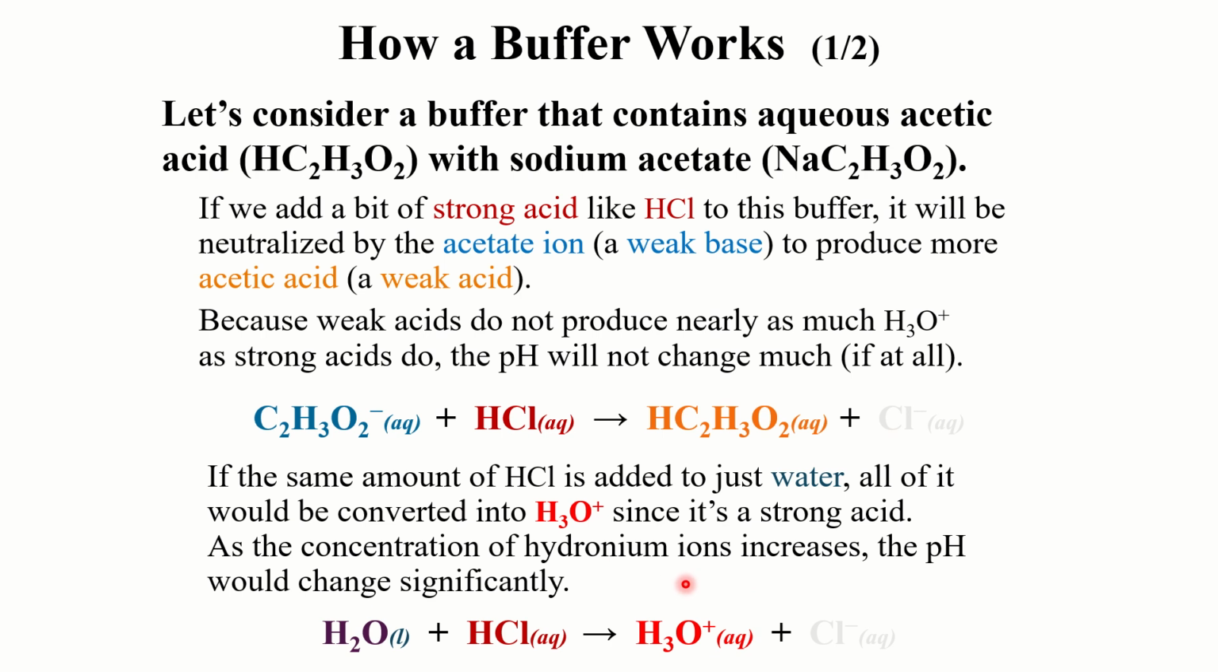If the same amount of HCl is added to just water, all of it would be converted into H3O+, since it's a strong acid, and as the concentration of hydronium ions increases, the pH would change significantly. So this is what's so useful about buffers. Add a little bit of strong acid to it. That strong acid will react with the weak base present in the buffer, and this helps resist pH change.